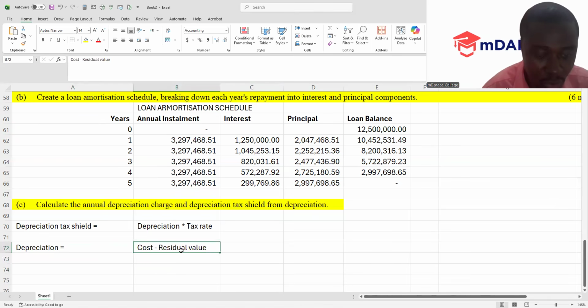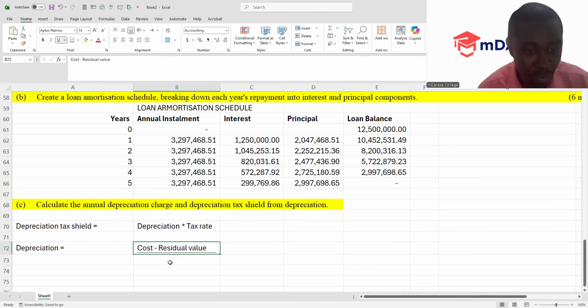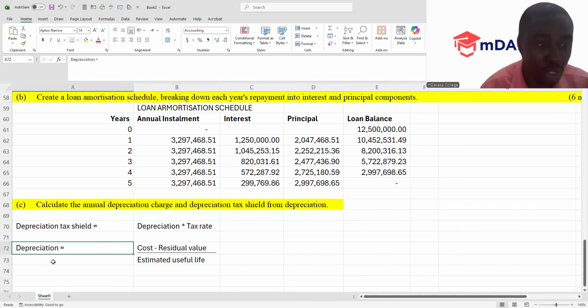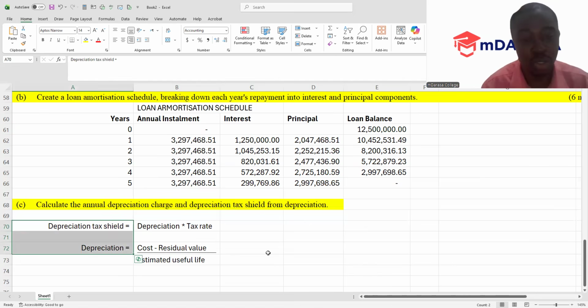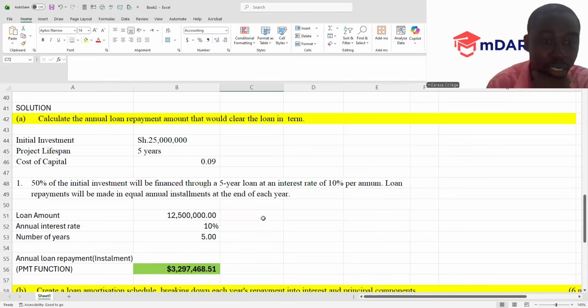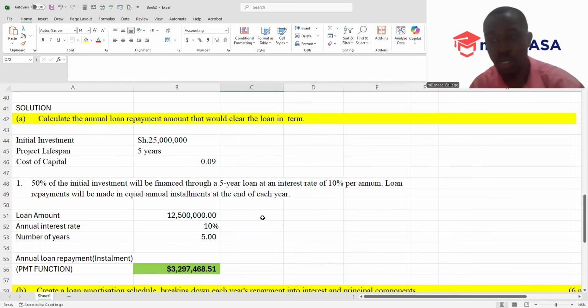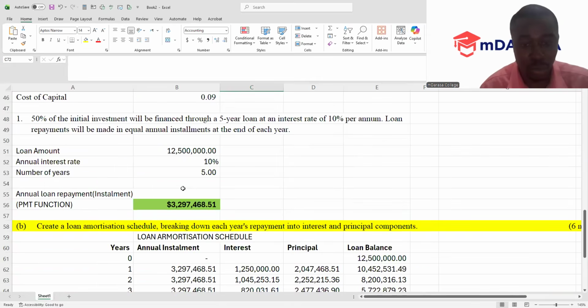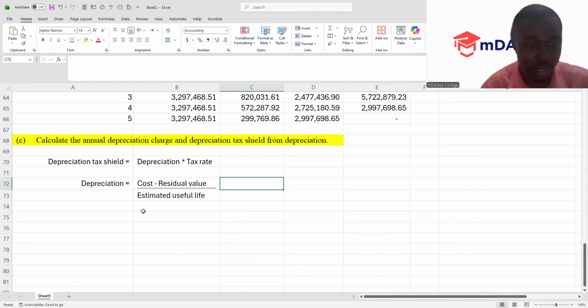In this case, you're going to divide by the estimated useful life. This will give us our depreciation component. For those who are joining, remember this is a BDA August 2025 question number 22. That is what you are handling, business data analytics.